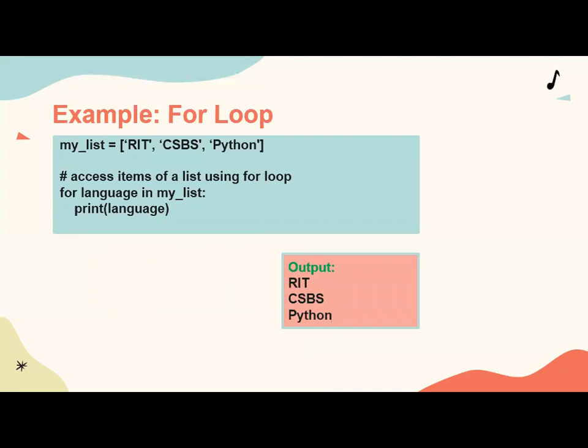First, we have created a list called myList. Initially, the value is set to the first element of the array, that is RIT. So the print statement inside the loop is executed. Then it is updated with the next element of the array, and the print statement is executed again. This way, the loop runs until the last element of the array is accessed.